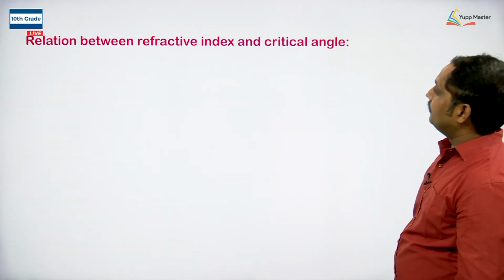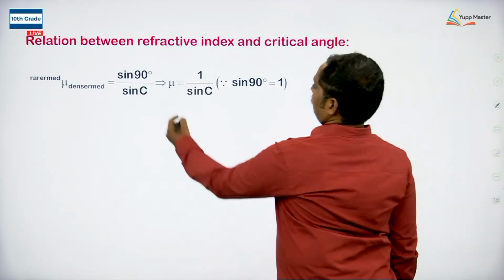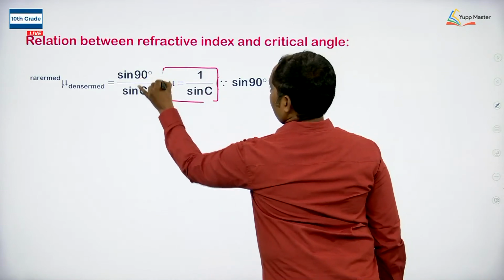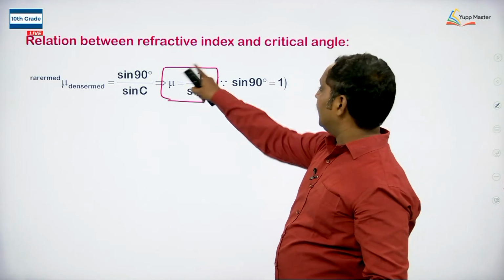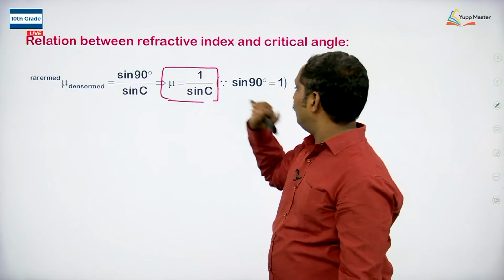Yeah, that is the relation we have taken. From that you can calculate this mu also. If you know the critical angle, you can calculate C also and mu also.